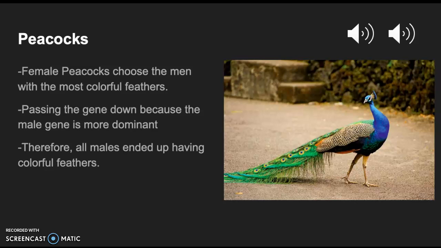With any feature that stands out to anyone, you go for the more dominant feature, passing the gene down because the male gene is more dominant. So with dominance, all males end up having colorful feathers. With this peacock in the image, you can notice that it is no trouble for this peacock.